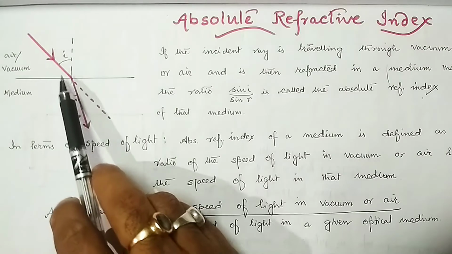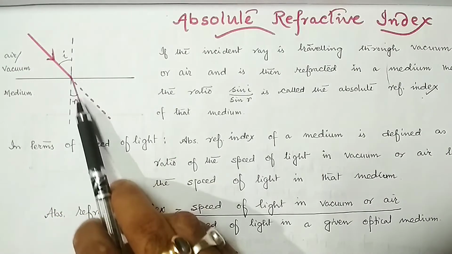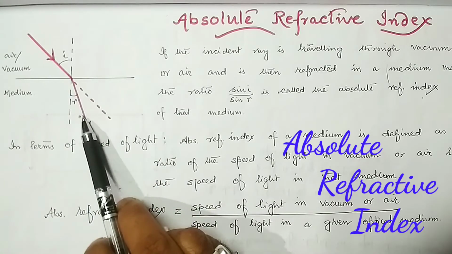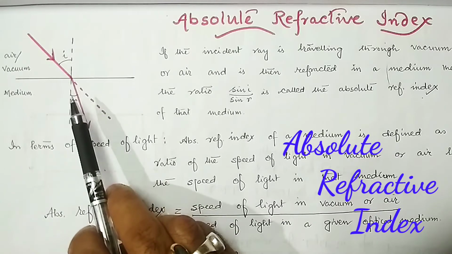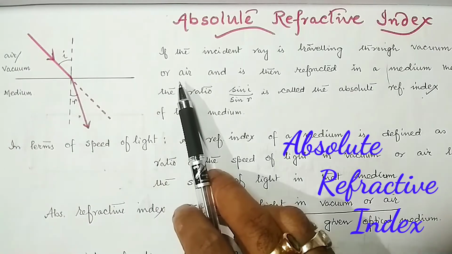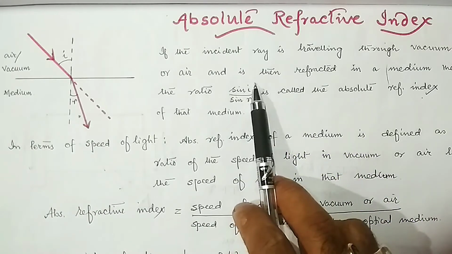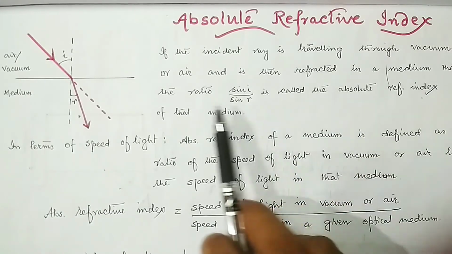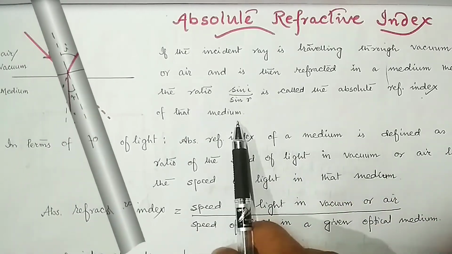Now suppose a ray of light is traveling through vacuum or air and is then refracted in another medium. Then the ratio of sin i by sin r is termed as the absolute refractive index of that medium. Definition-wise, we say if the incident ray is traveling through vacuum or air and is then refracted in a medium, then the ratio sin i by sin r is called the absolute refractive index of that medium.